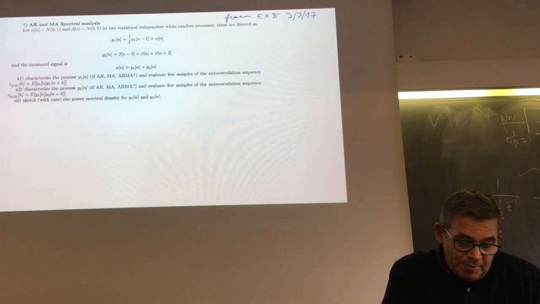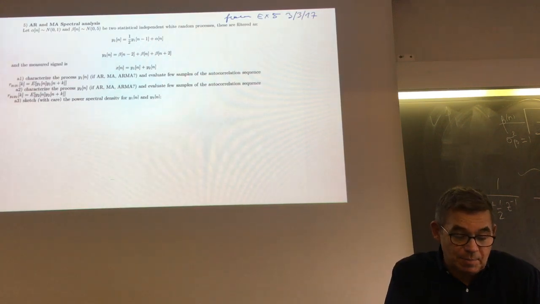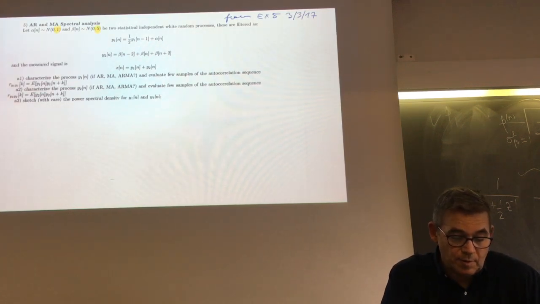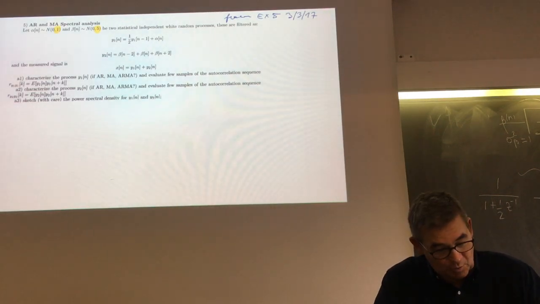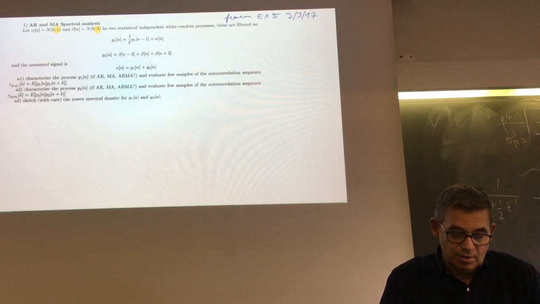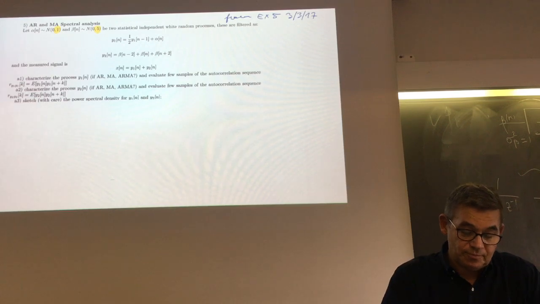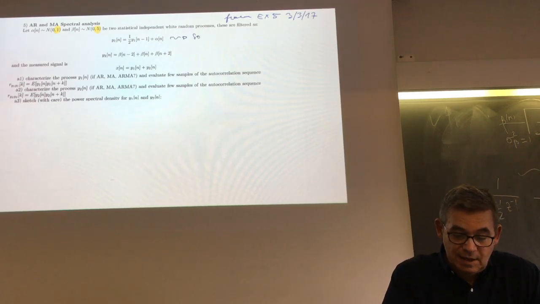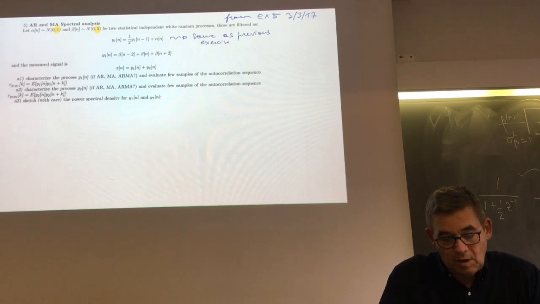Alpha and beta are white. Alpha has a power of 1, and beta has a power of 5. They are statistically independent random processes. These are filtered in a slightly different way than before. Now, what is y1? y1 n is y1 n minus 1 plus alpha n. That one is the same as the previous exercise. This one is an autoregressive process of order 1.